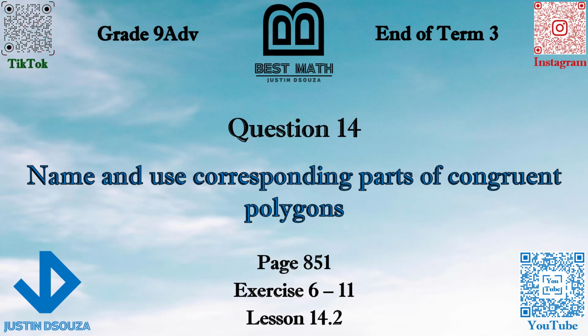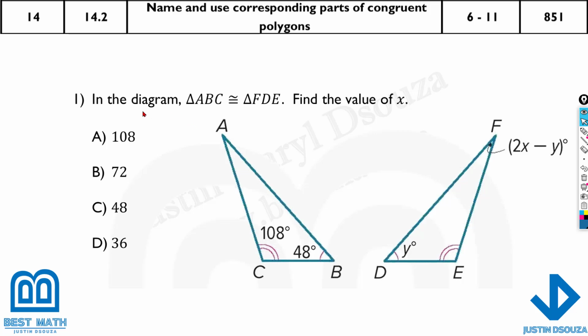In this question, you will solve for the corresponding parts of a congruent polygon. Here they have told triangle ABC is congruent to triangle FDE. What does this mean? Now be very careful. Don't look at the figure at once. Over here you can, but this is very important.